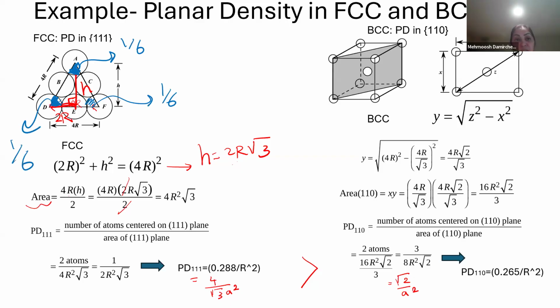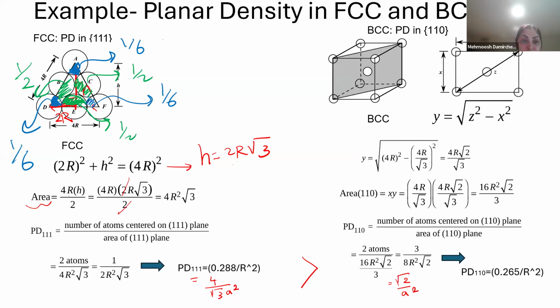And it is 1 per 6. Okay, and change the color. Here, it is half. It is half. And it is half. So, how many atoms do we have?